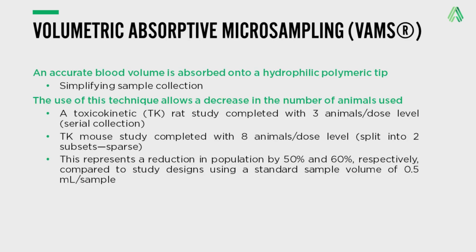A recent alternative is volumetric absorptive microsampling, wherein an accurate blood volume is absorbed onto a hydrophilic polymeric tip, simplifying sample collection. The use of this technique allows for a dramatic decrease in the number of animals used in a tox study. A pharmacokinetic rat study can successfully be completed with 3 animals per dose level via serial collection, and a PK mouse study can be completed with 8 animals per dose level, split into the 2 subsets using the sparse method. This represents a reduction in the population by 50 to 60% respectively, compared to the study designs that use a more standard sample volume of 0.5 mLs per sample.